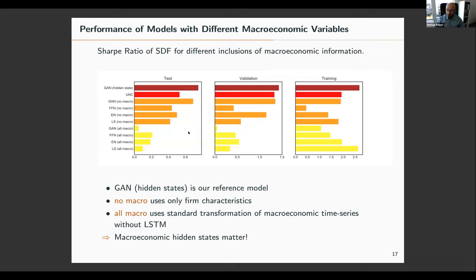Now, what matters for our model, right? We have a lot of features that come into our framework, so we want to figure out what is the importance of the different elements.